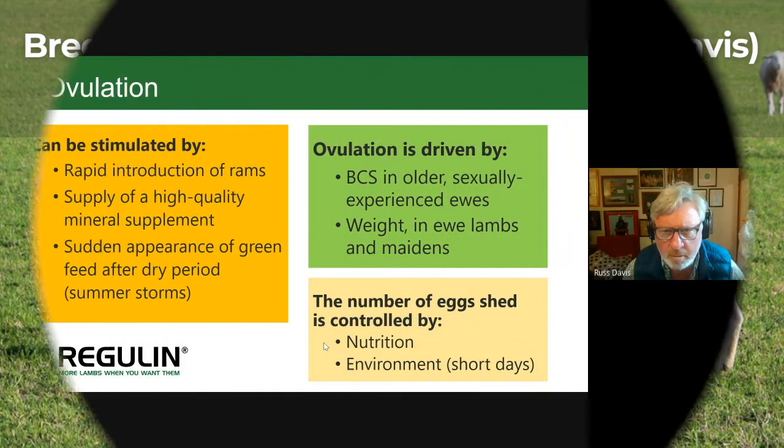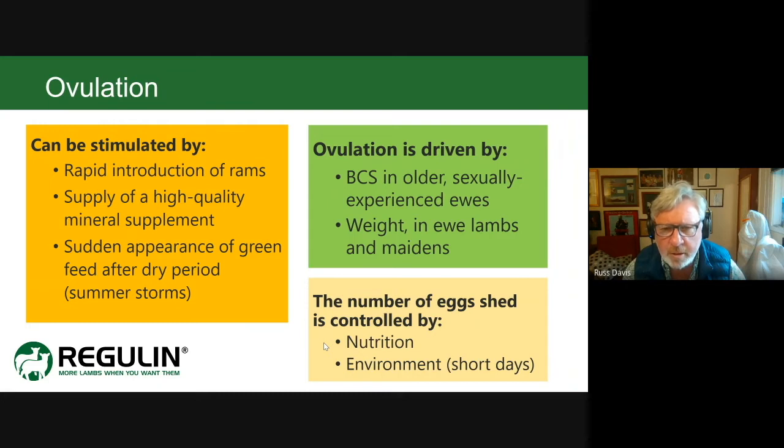So older ewes need body condition, younger ewes need to be driven by weight. Ovulation can be stimulated by the rapid introduction of rams. That's the ram effect. I'll talk about that. High quality mineral supplement will do it. Sudden appearance of green feed after dry periods will do it. So summer storms. This is uncontrolled, right?